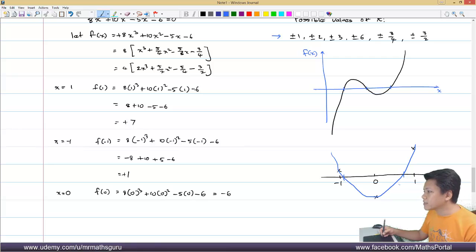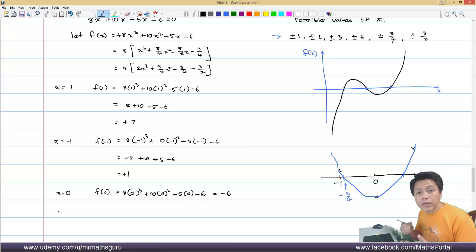So let's pick a guess. I want to pick somewhere here, minus 3 over 4. I might get the value to become 0. Let's test it out. This is what I'm calling guessing, but not shooting in the dark; we are doing some educated guess.